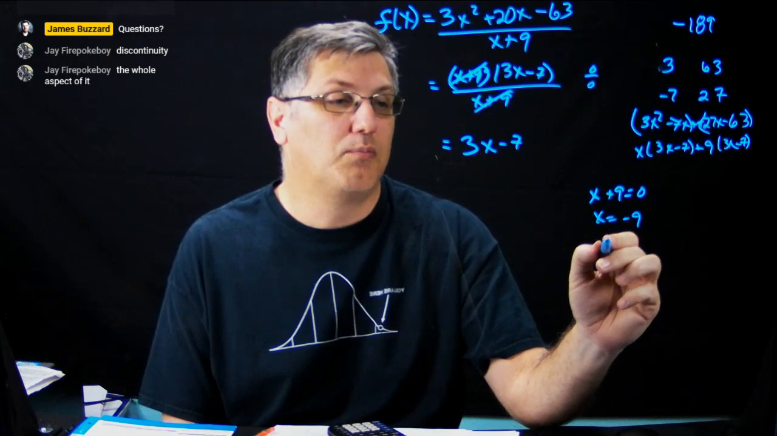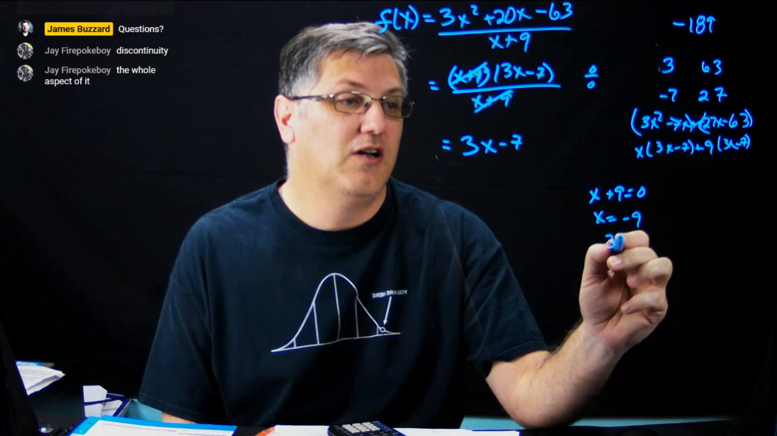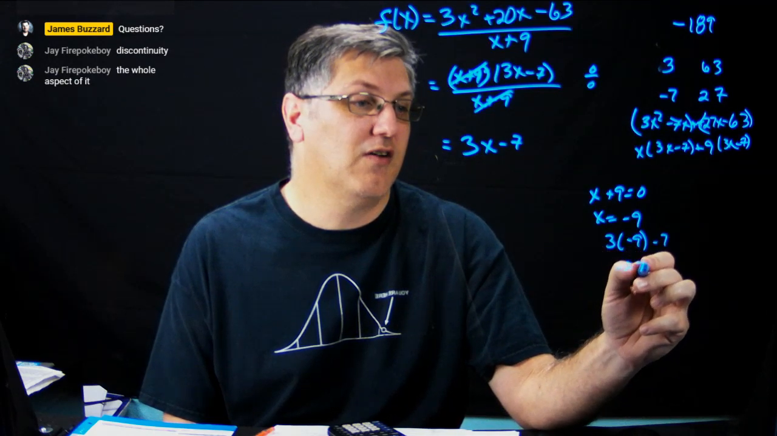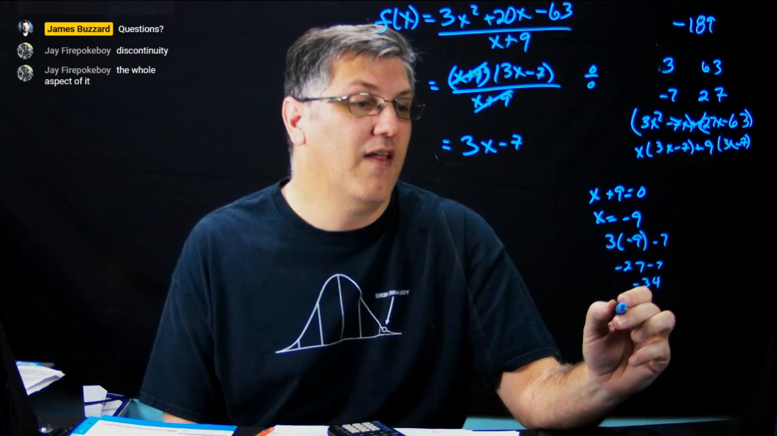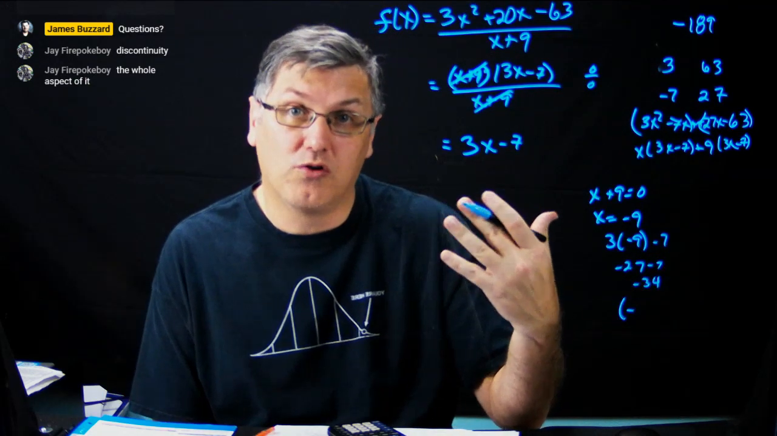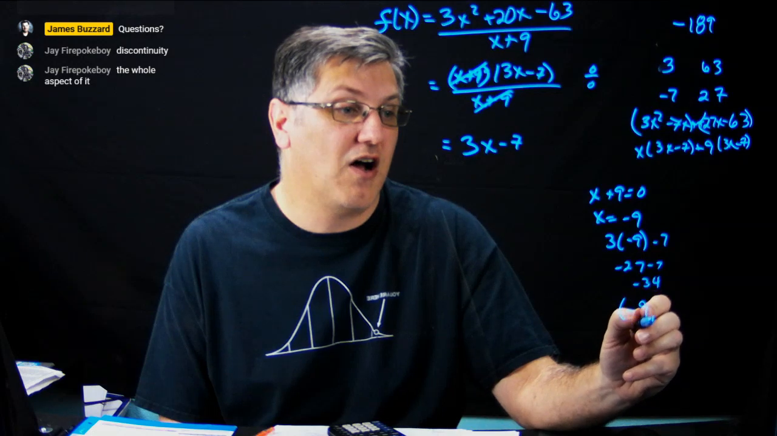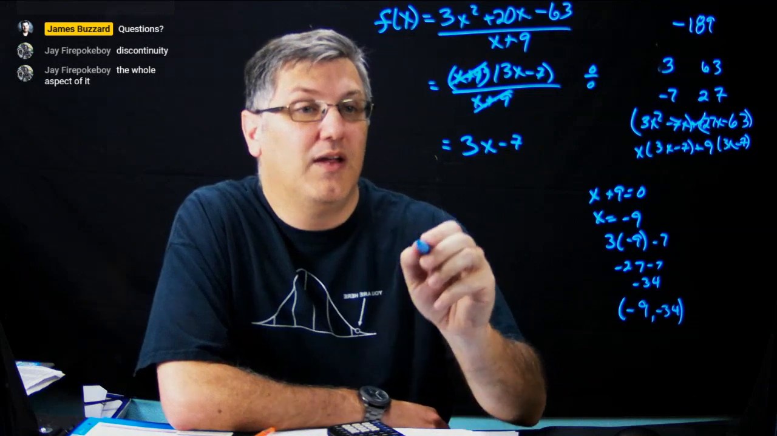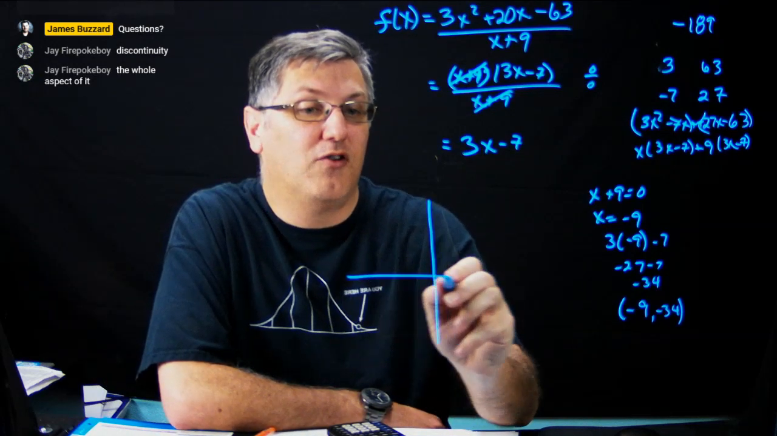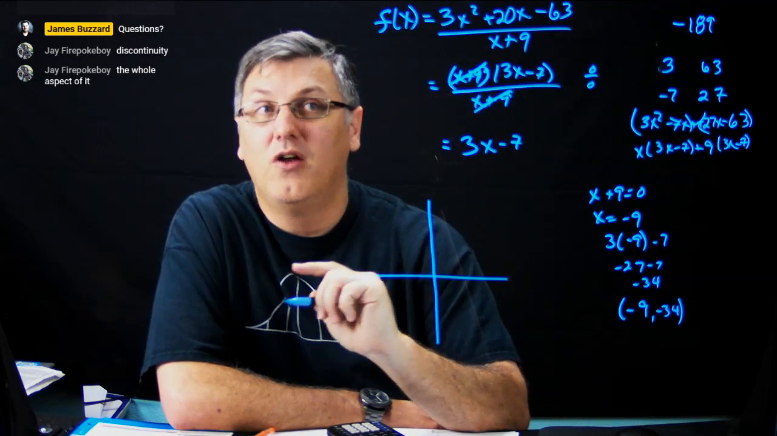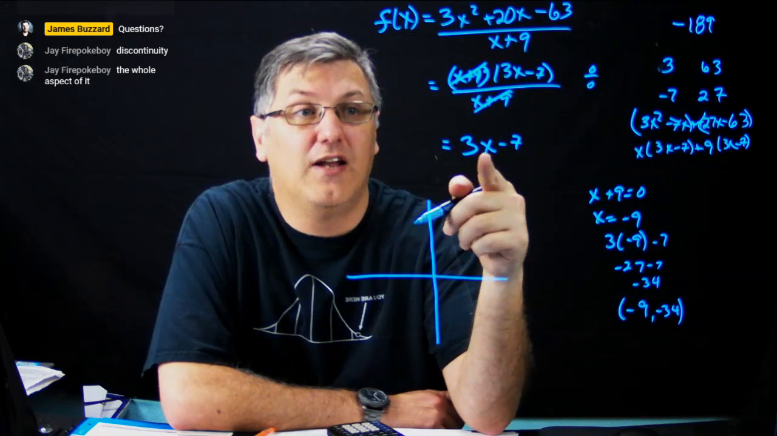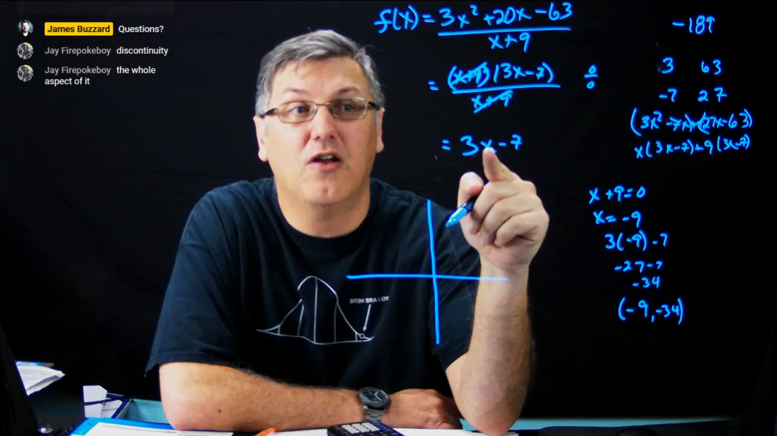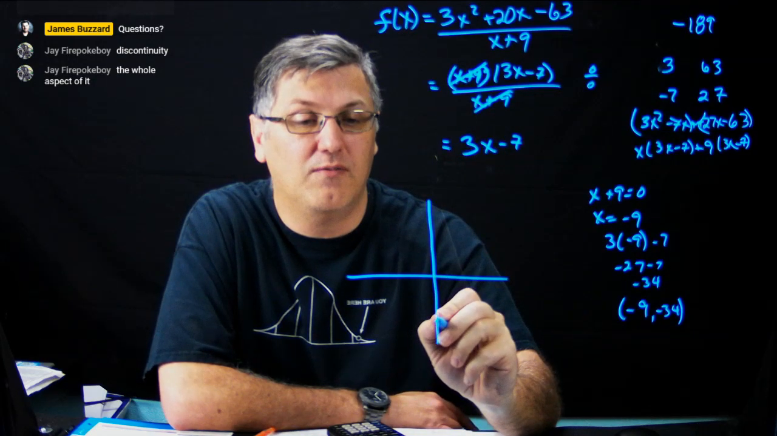To find the y value, we plug it back in. So we're going to get 3 times negative 9 minus 7, which gives me negative 27 minus 7, which is negative 34. All right, so this gives me a hole, or what's called a removable discontinuity at negative 9, negative 34. And that's fine, that's all the math. But here's what it means. If I am going to graph this rational function right here, I have to simplify it first, and it simplifies to 3x minus 7. Well, 3x minus 7 is nothing more than a line with the y-intercept at negative 7.